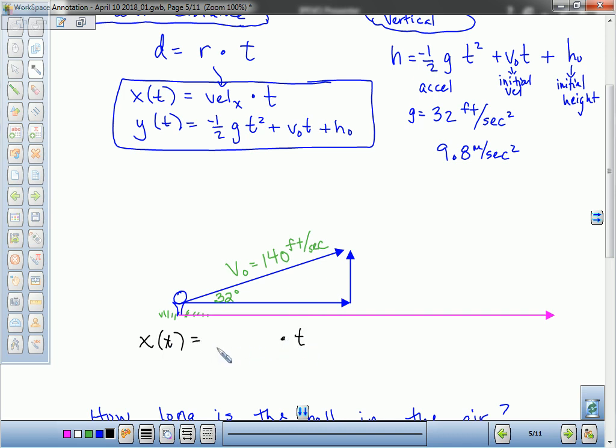And how would I represent this velocity? What would my vector be? 140, and that is times cosine of 32. So the y would be sine.